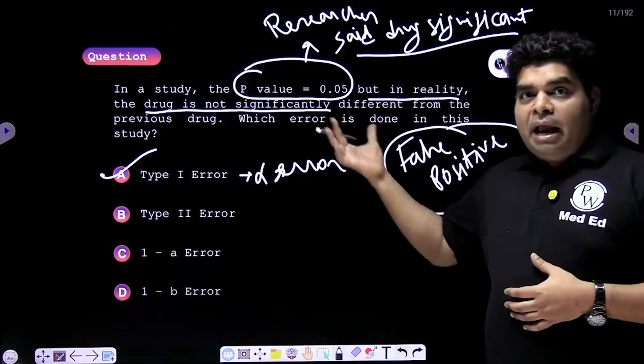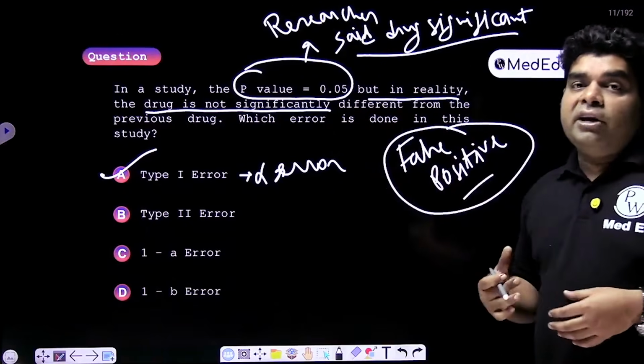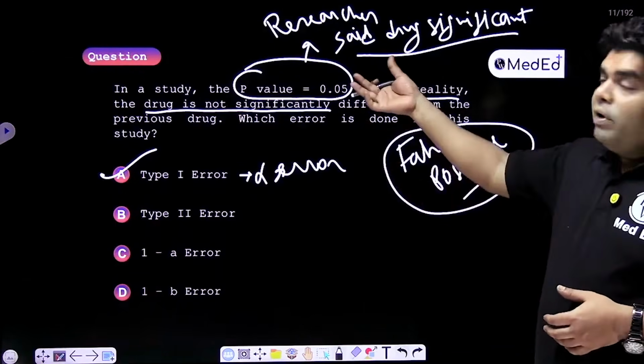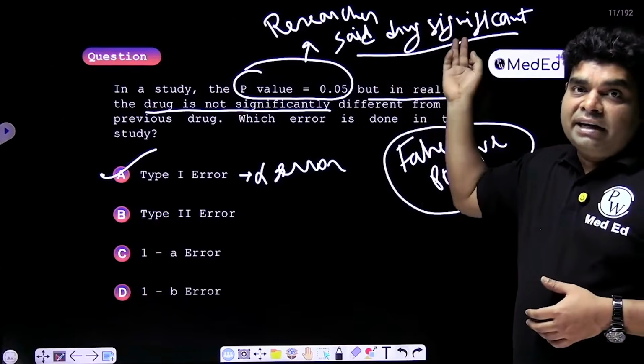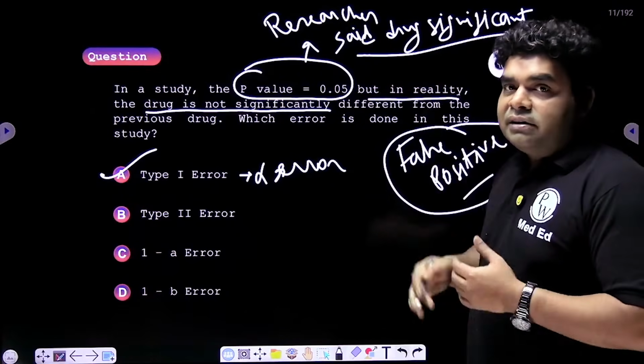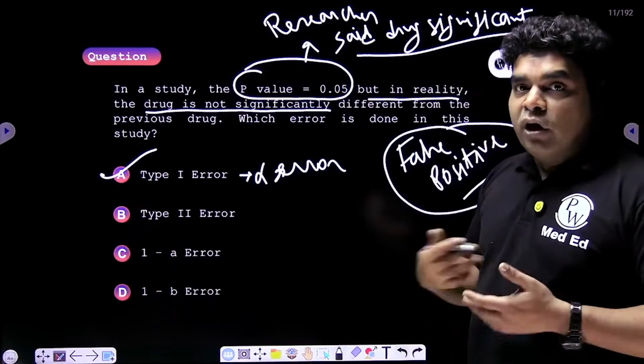So this is the same thing happening here, and this is the same thing which happened in the coronary drug trial, when the drug was actually not significant, but the researcher said it is significant. So that is when the researcher tried to overestimate the drug, giving a false positive report.